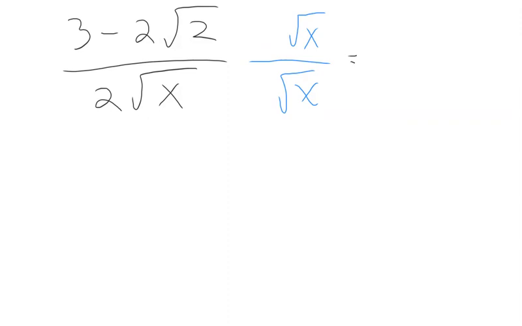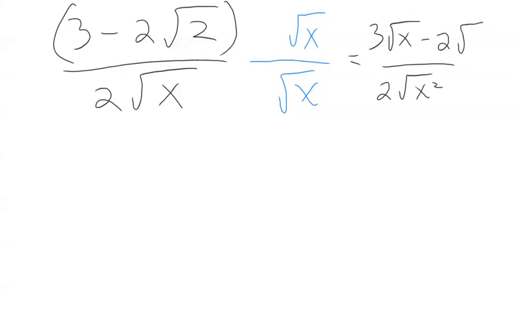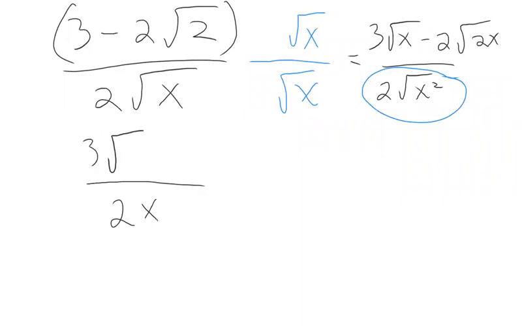So 2 radical x times radical x is 2 radical x squared. Now I have to distribute that through everything. So I put it in parentheses to remind myself. So this becomes 3 radical x minus 2 radical 2x. Now I can simplify my denominator. So the square root of x squared is x, so this becomes 2x. And I have 3 square root of x minus 2 square root of 2x.